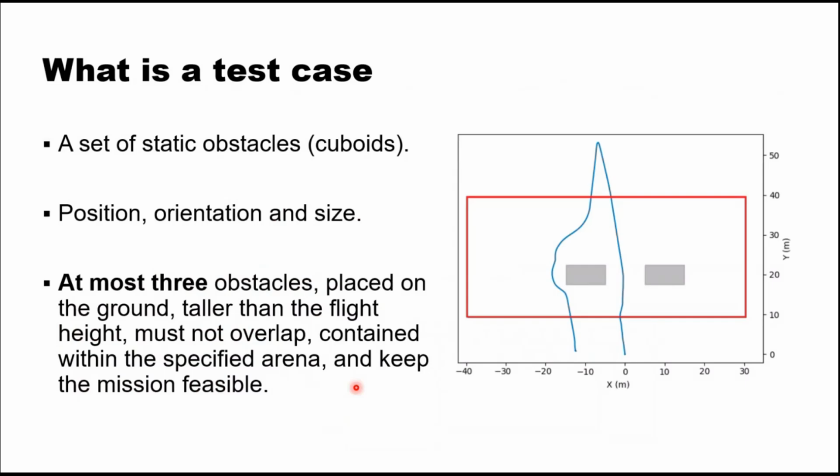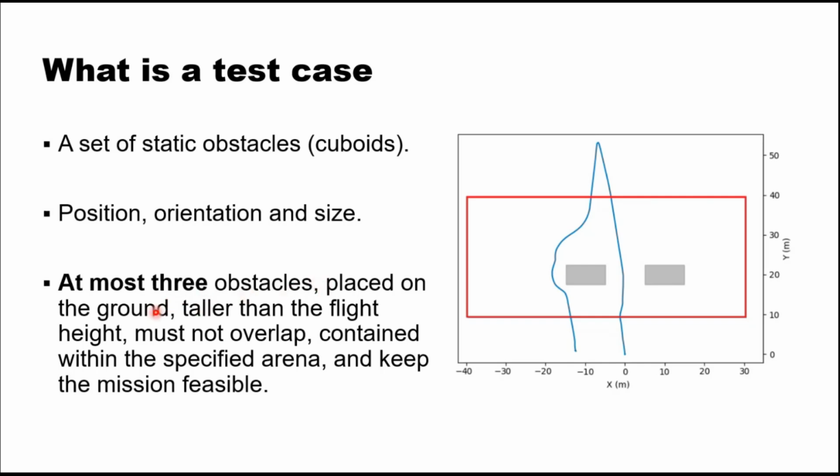So what's the test case? A test case in our scenario is a set of static obstacles, cuboids, boxes. And what we have to specify for each test case is the number of obstacles, the position being the center of the base of this cuboid. It's 3D. You can see it here in 2D, but we'll see another slide with 3D obstacles. And their orientation, they can be rotated around the z-axis, and their sizes, length, width, and height. At most, the competition allows for 3 obstacles.